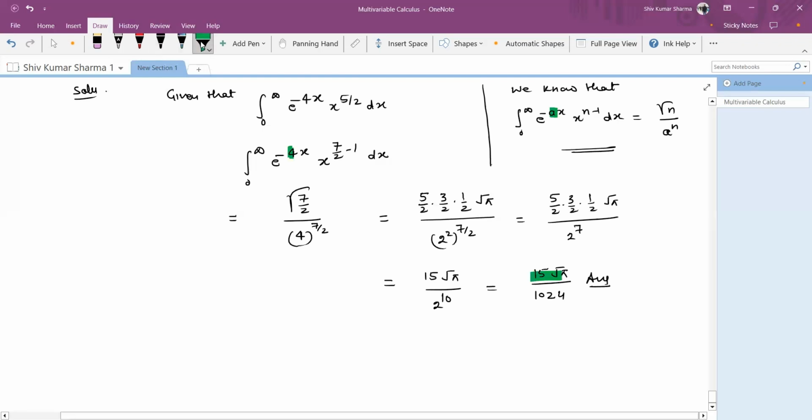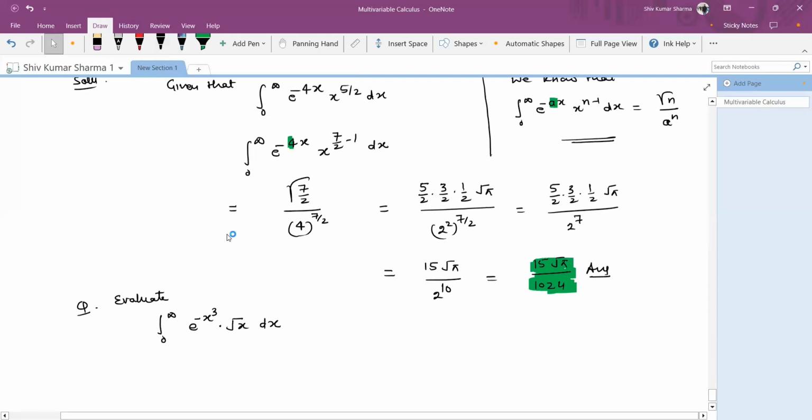Okay, so this is our answer. Now we take another question related to that. So we have one more question. Evaluate the integral from 0 to infinity of e raised to the power minus x cube into root x into dx. So we also need to evaluate this.